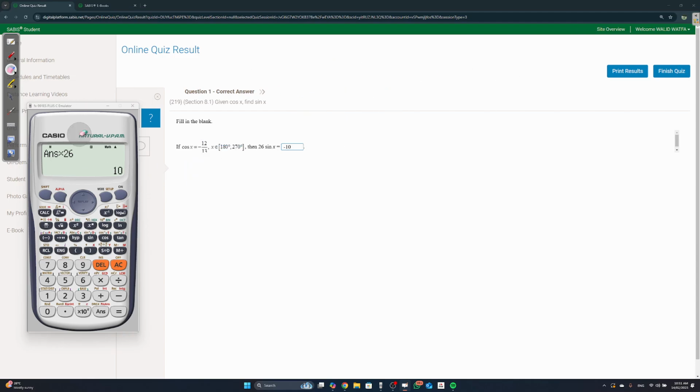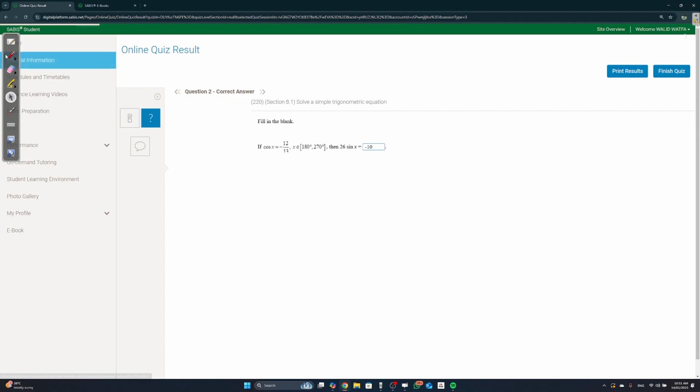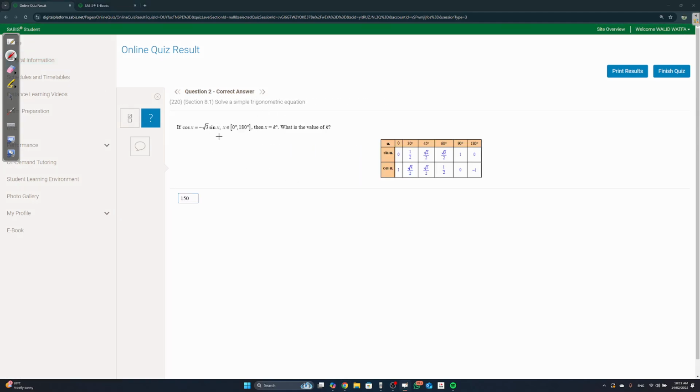Moving on, and I need to point this out now because you will make mistakes. Sometimes they don't say it, sometimes they tell you quadrant 2, sometimes they tell you a domain, which in this case they gave you the domain between 180 and 270. I remember we solved this. If cosine x is equal to negative root 3 sine x, what is the value of x? When I did this in the last recording, I told you to use a calculator. I divided by sine on both sides. No, sorry, I divided by cosine on both sides.